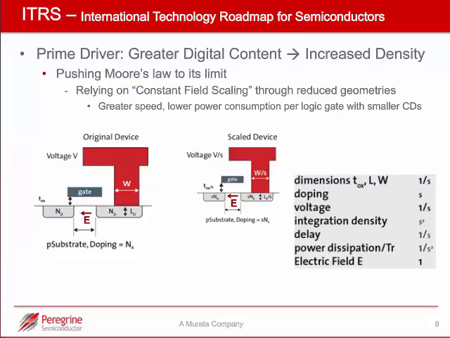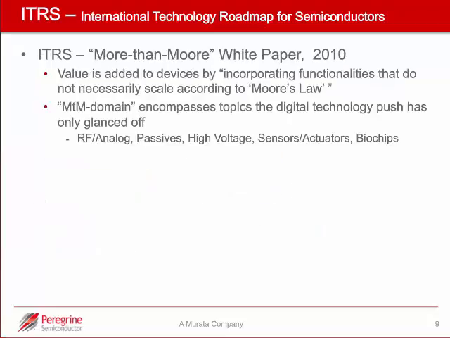Now, the ITRS also has come up with a concept called More than Moore, and they've noticed that there are some value-added features, these functionalities, that do not necessarily scale according to Moore's Law. And they refer to this as being the More than Moore domain. It encompasses a number of things that the fundamental digital technology really has only glanced off during its progression down the scaling curve. And those are RF analog, passives, high voltage, sensors and actuators and biochips.